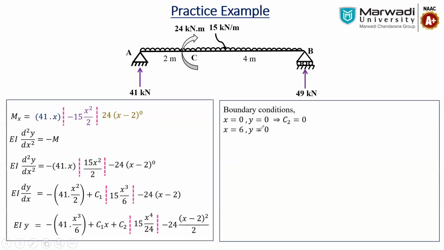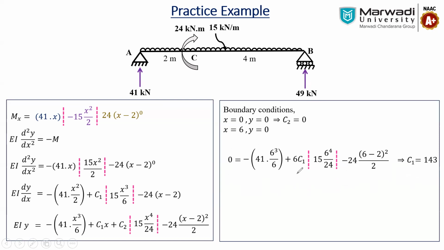So that boundary condition we have to put in the equation of the deflection. So 0 minus 41, x will become 6 cube by 6 plus 6 into C1, C2 is 0. Then 15 x4 by 24. So in place of the x, we will put the 6. Similarly, in the last part. So if you solve this equation, you will get the C1, that is nothing but equal to 143.